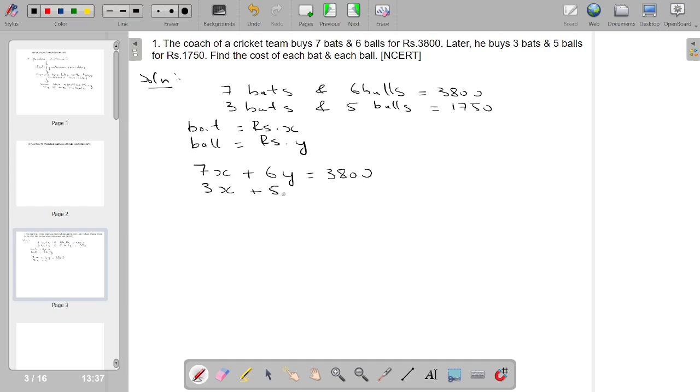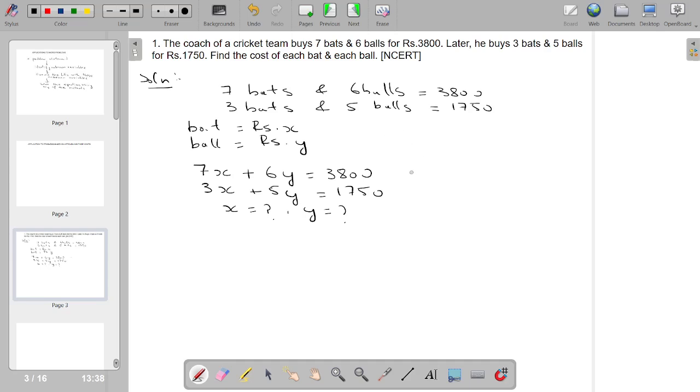5 balls, price of each ball is Y rupees, is equal to 1750. So now we got the two equations. Now what we have to find? We have to find variable X and variable Y. If we find X and Y, we will get the price of each bat, and Y means we are getting the value for the price of each ball. So now we have to solve this.